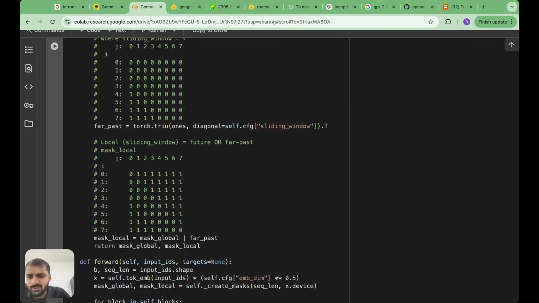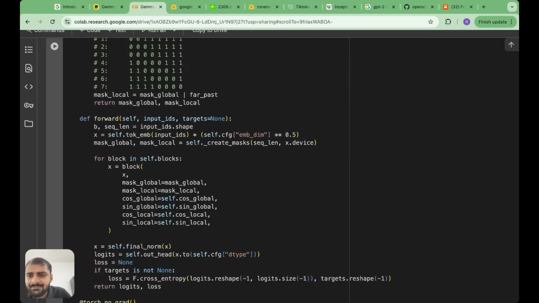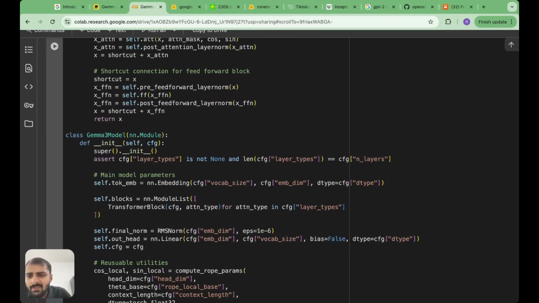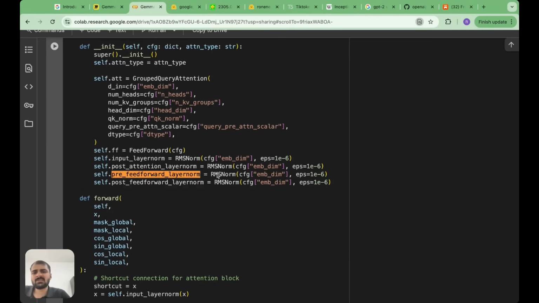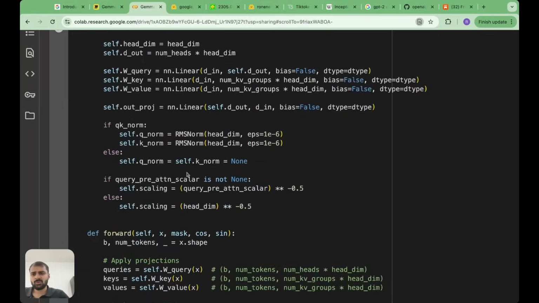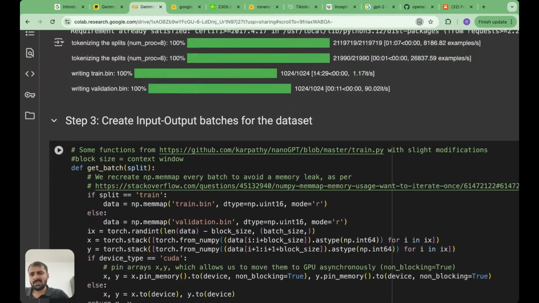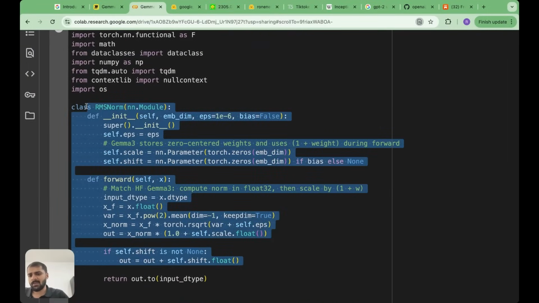So, for example, the RMS norm mechanisms are called by different names. This is called pre-forward RMS norm, but it's just the same RMS norm. We are calling it by different names: input layer norm, post attention layer norm, but it's the same RMS norm class. If you scroll above, you'll see that this is the same RMS norm class which we have seen on the whiteboard.